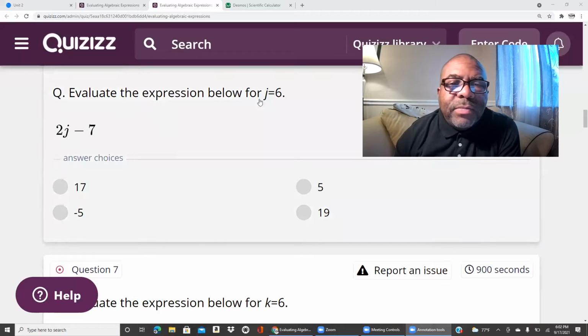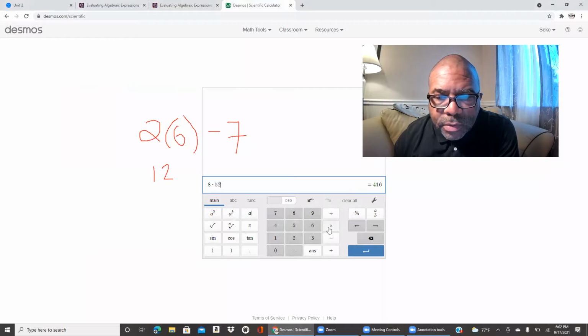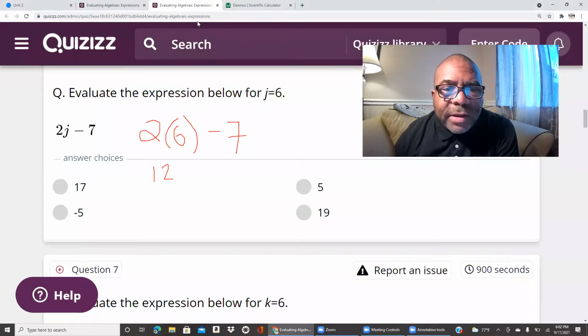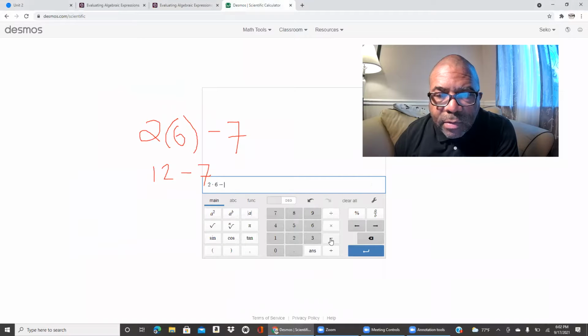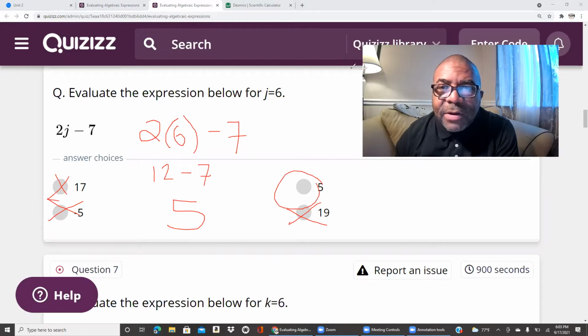All right. Evaluate the expression below for j equals 6. So 2, 6. Remember that j equals 6, minus 7. Okay, so 2 times 6 is 12. Now, you can go to your handy dandy decimals if you want to. 2 times 6. Oh, I need to clear it. All right, 2 times 6. The answer is right there, 12. So we have 12 minus 7. And you can go back to your handy dandy decimals if you need to. 12 minus 7, 5. Good stuff. So the answer is 5, not negative 5, not 17, not 19. The answer is 5. Good stuff.